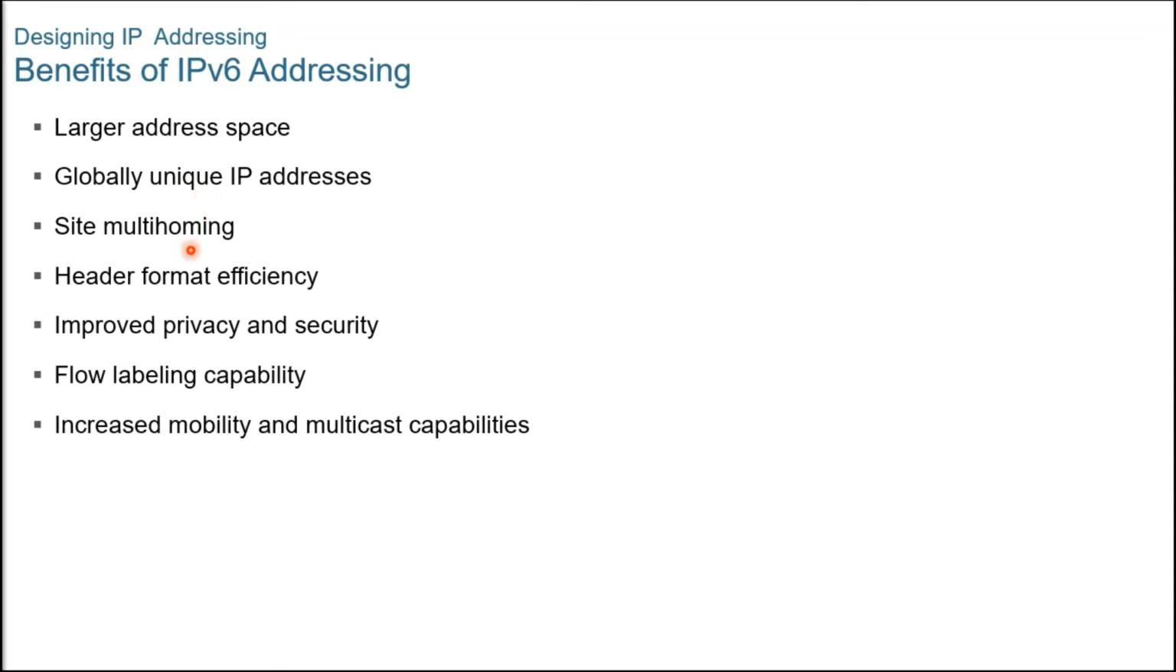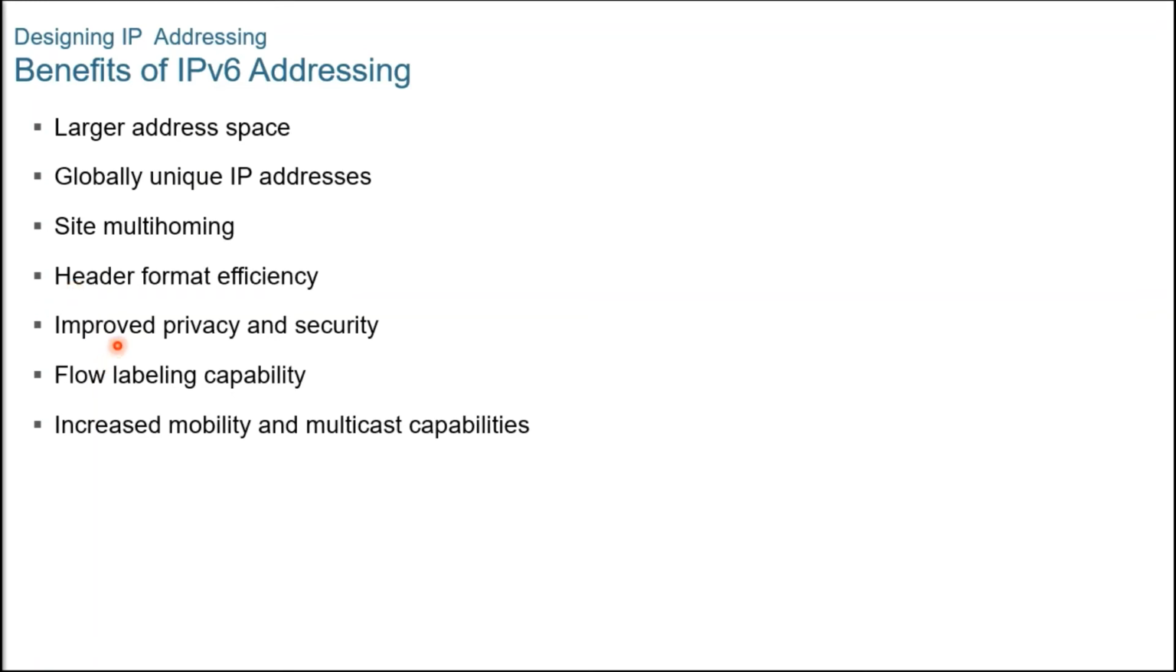How about site multi-homing? IPv6 allows hosts to have multiple IPv6 addresses and allows networks to have multiple IPv6 prefixes. Consequently, sites can have connections to multiple ISPs without breaking the global routing table. Next would be header format efficiency. A simplified header with a fixed header size makes processing more efficient.